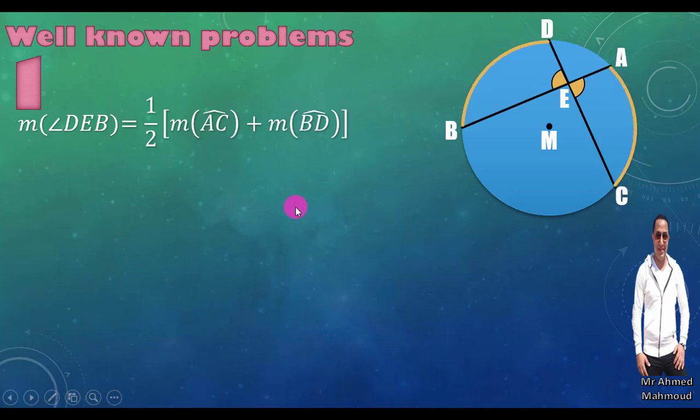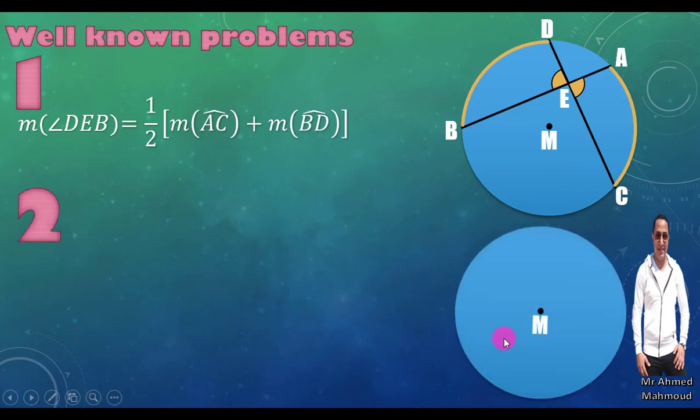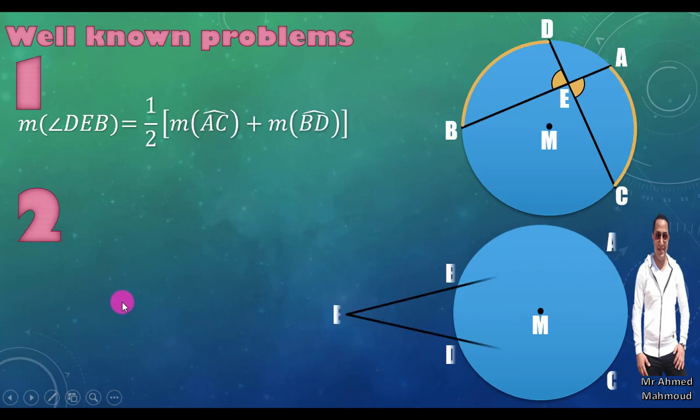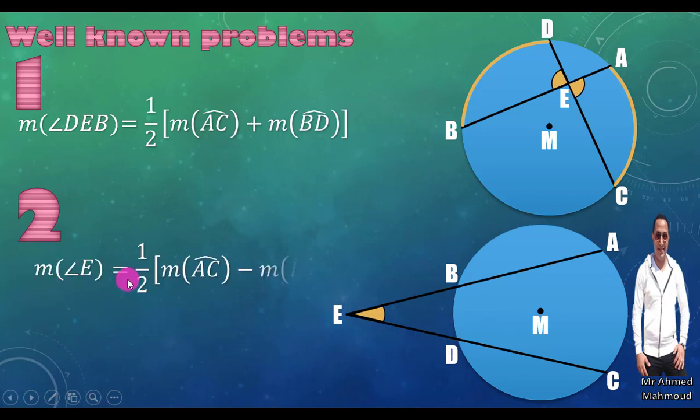If the angle is outside the circle, this is number two: a circle with two intersecting secants, which form an angle outside the circle. This angle equals half the difference between the subtended arcs AC and BD. So the measure of angle E equals half AC minus BD. So if the angle is inside the circle, it equals half the sum. If the angle is outside the circle, it equals half the difference.